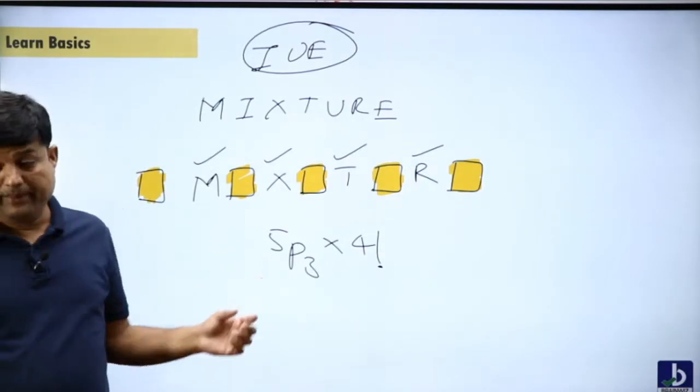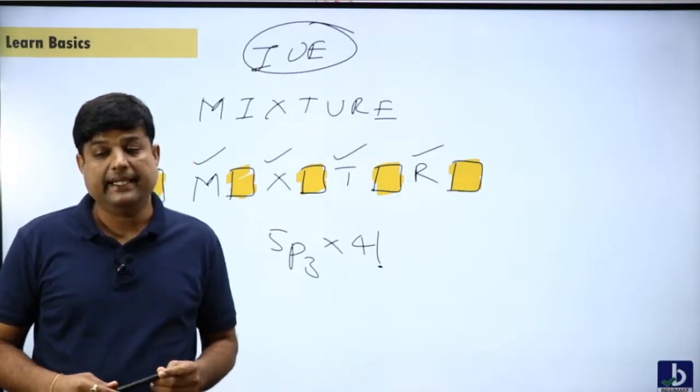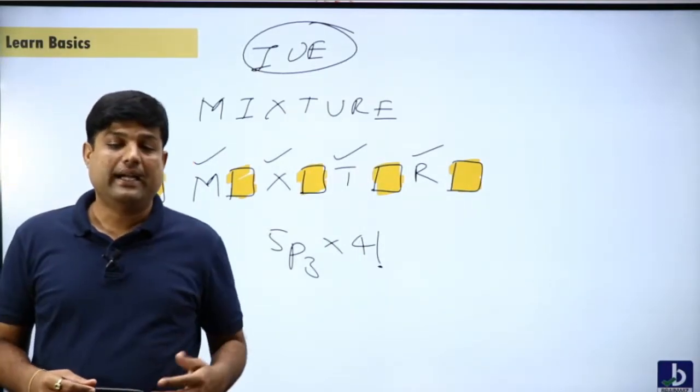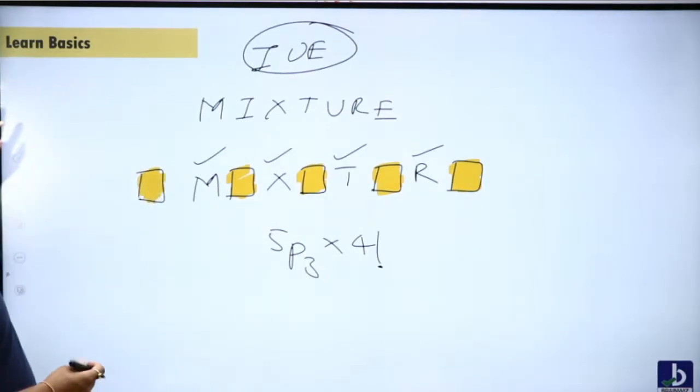So very simple: 5P3 into what? Subhashmita, that is 4 factorial. I think everybody is understanding. Is it fine, everybody? चलिए और आगे बढ़ते हैं. Let me ask you to move across and try to do one question.